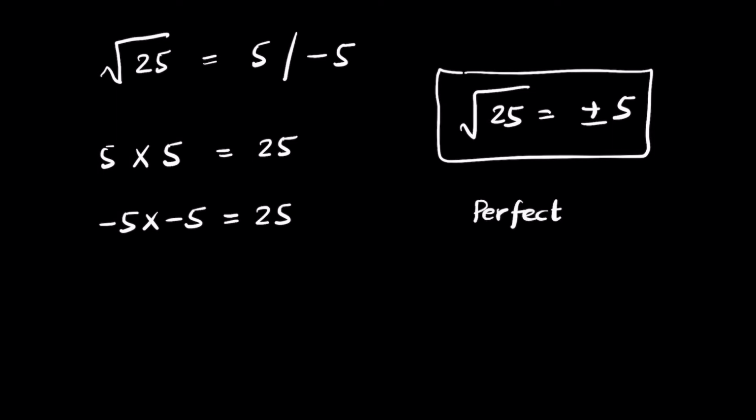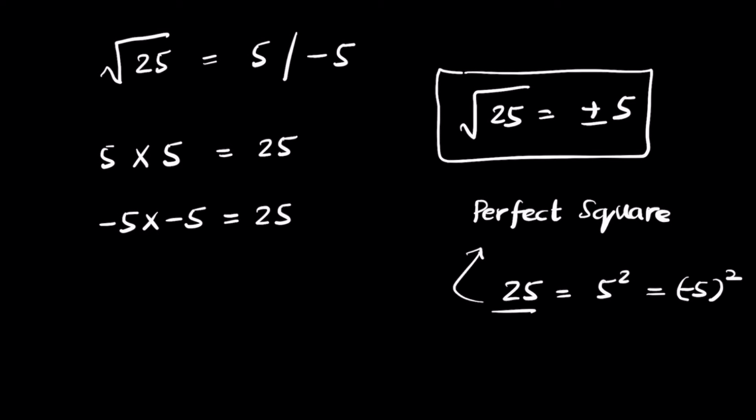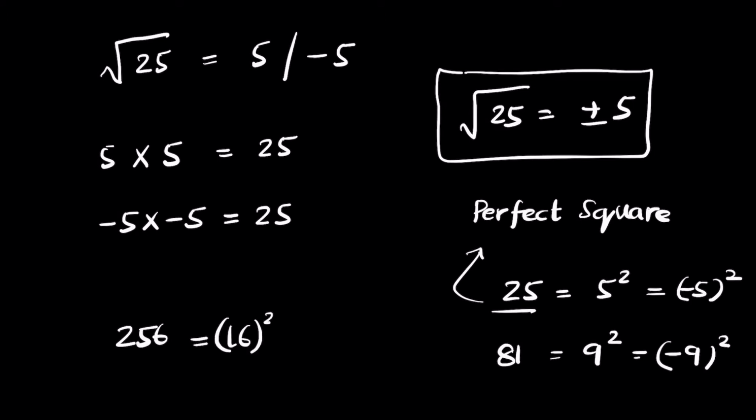So what is a perfect square? A perfect square is any number that can be expressed as the square of another number. For example, 25 can be represented as 5 squared or minus 5 squared. So 25 here is a perfect square. Other examples: 81 can be represented as 9 squared or minus 9 squared, 256 as 16 squared, and 625 as 25 squared. This way you can write multiple squares. This is how we generally use a radicand.